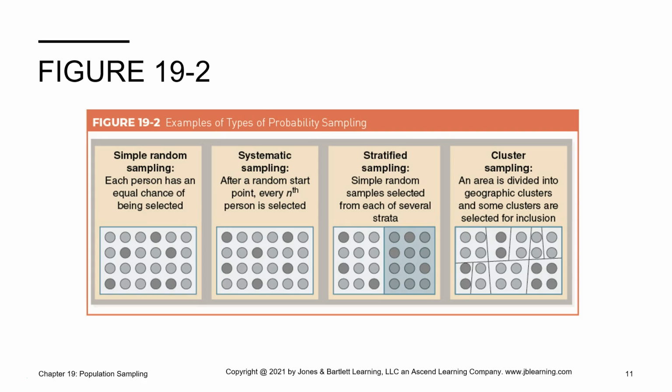And then finally, you have cluster sampling, and this is where an area is divided into geographic clusters, and some clusters are selected for inclusion. So an example for this I'd like to include is if you did a study where you used elementary schools as your population.